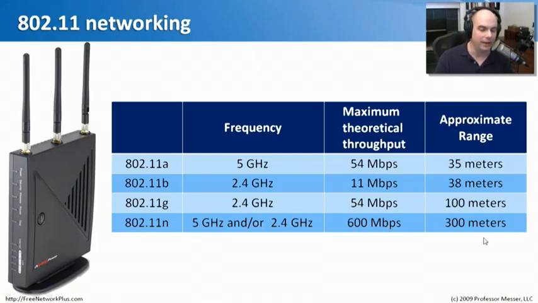Now, I also added on here an approximate range for these. The challenge with determining the real range of these networks is that you never know the environment you're going to be in. You don't know what interference is going to be there. You don't know what devices are going to be between you and the antenna that's on the access point. There's a lot of variables in play.